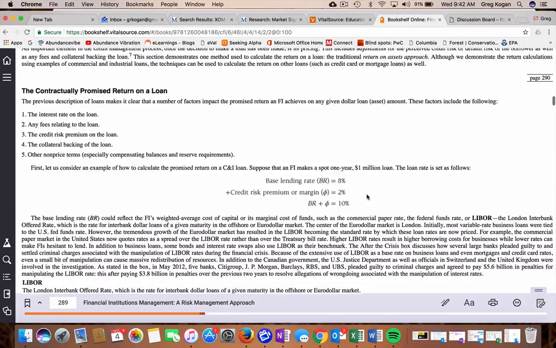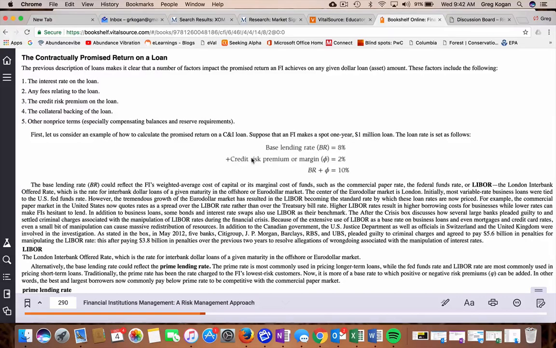Primarily, we're going to talk about a base rate plus a credit risk premium, right? And a base rate can be something like the federal funds rate, or what's been popular over the last couple of years is LIBOR, which is the London Interbank Offered Rate. This is the rate at which banks in Europe lend money to each other on a short-term basis. And it can have different maturities as well, and it's in the offshore euro-dollar market.